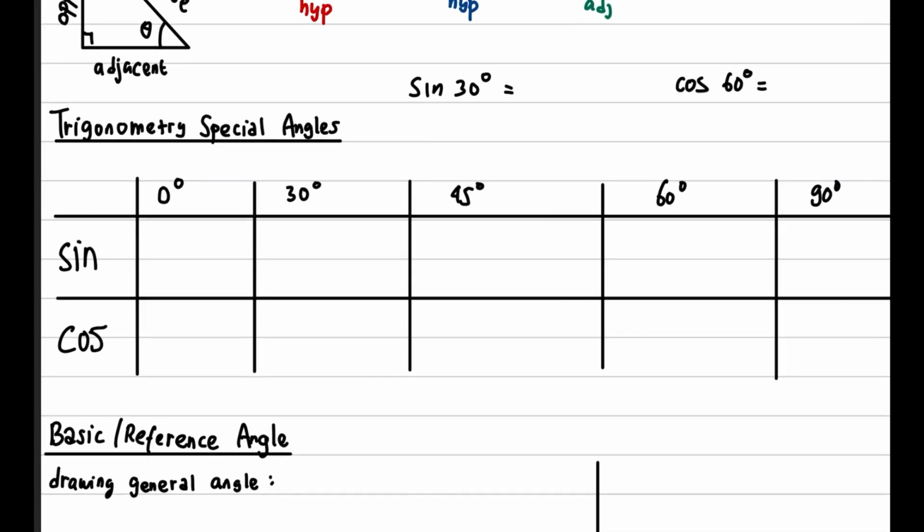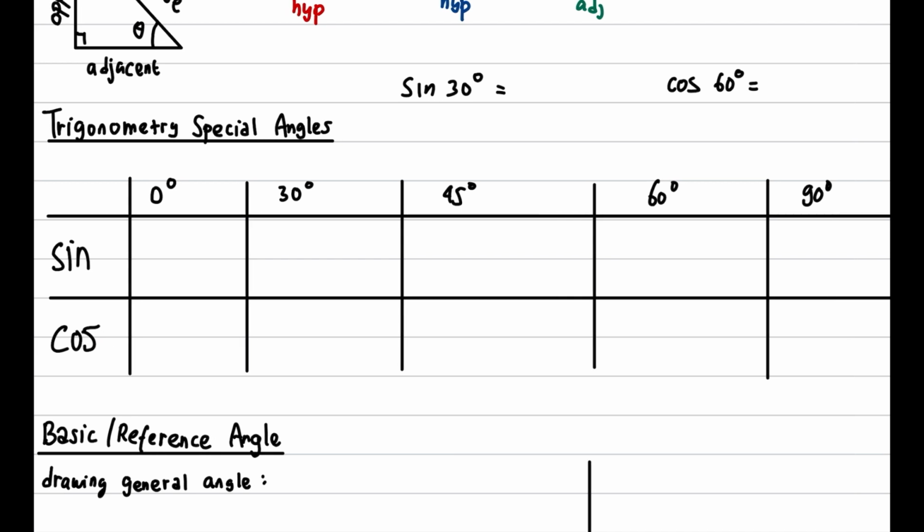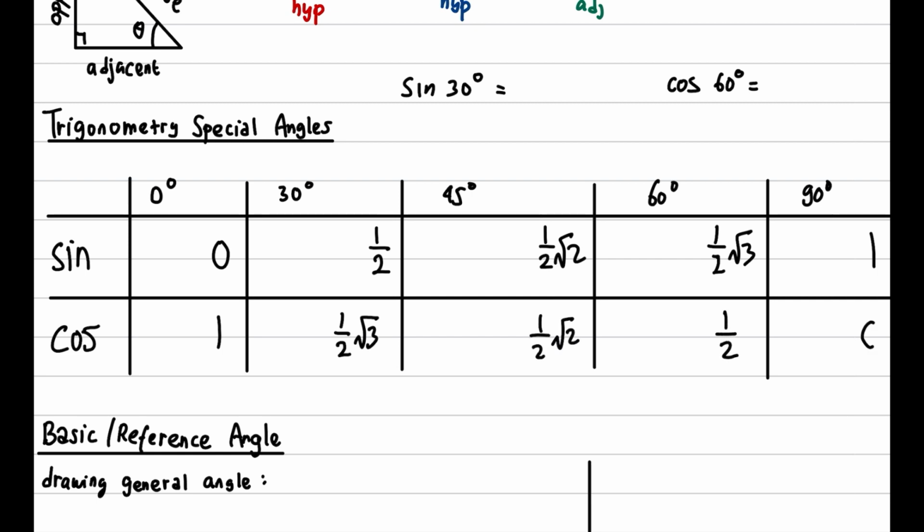Now, what are the values? For sine, 0 is 0, and then 30 is half, and then 45 is half square root of 2, then half square root of 3, and 1. Cosine will go opposite: 1, 1 over 2 square root of 3, 1 over 2 square root of 2, 1 over 2, and 0. So how do we memorize it easily?